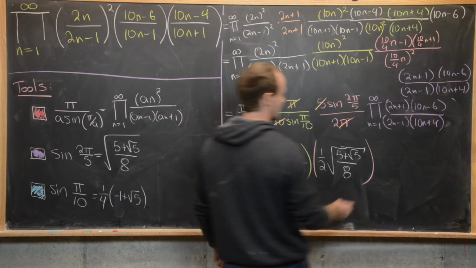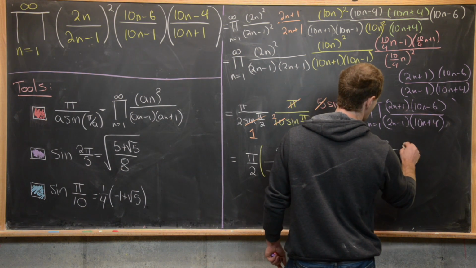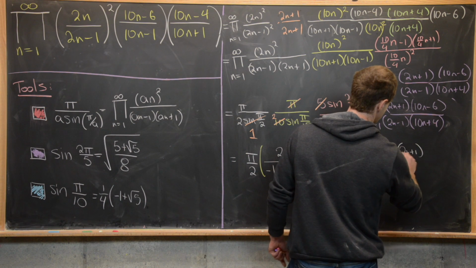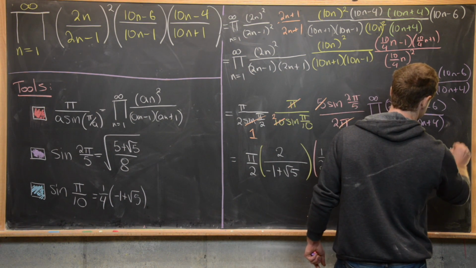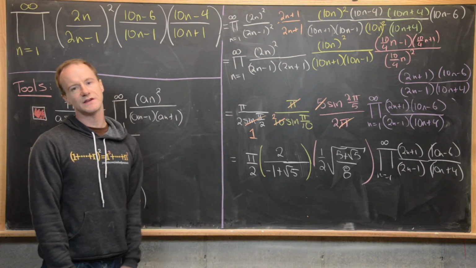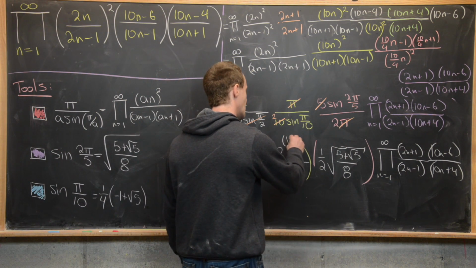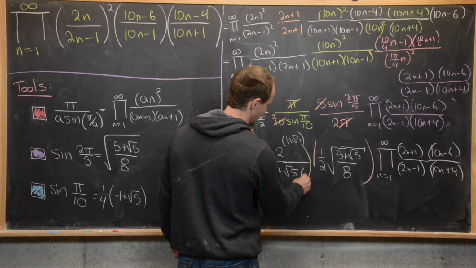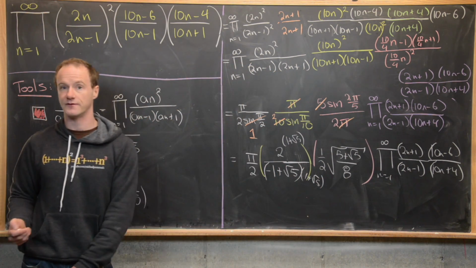Okay, and then finally next, we have this product, n goes from 1 to infinity, of 2n plus 1 over 2n minus 1 times 10n minus 6 over 10n plus 4. So now let's see if we can simplify this a little bit. So notice this first term can be multiplied by 1 plus the square root of 5 in the numerator and the denominator. So that's like rationalizing the denominator, if you will.